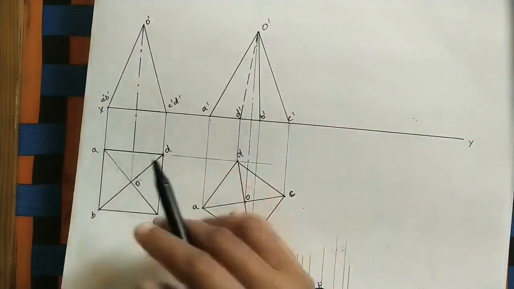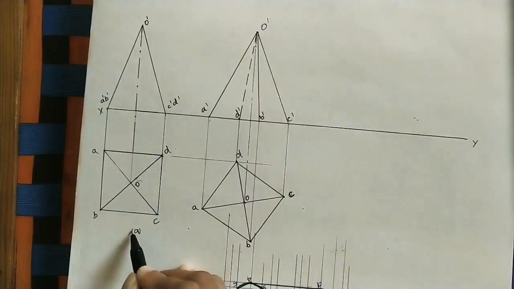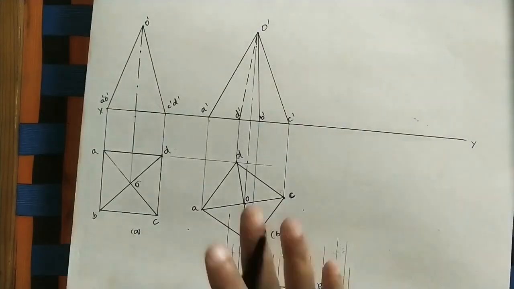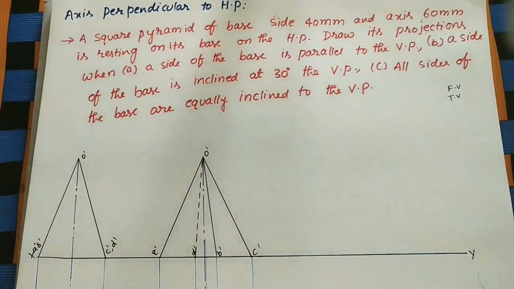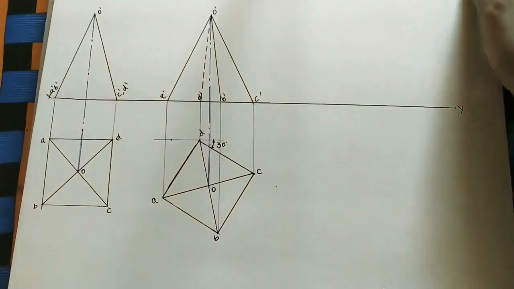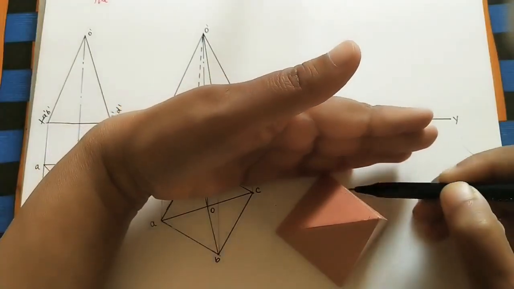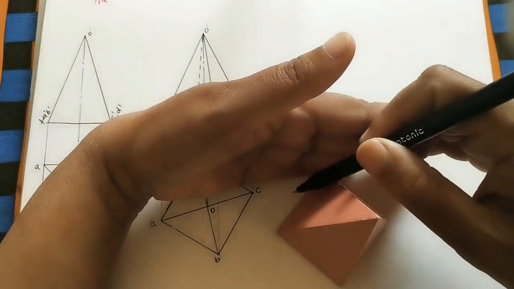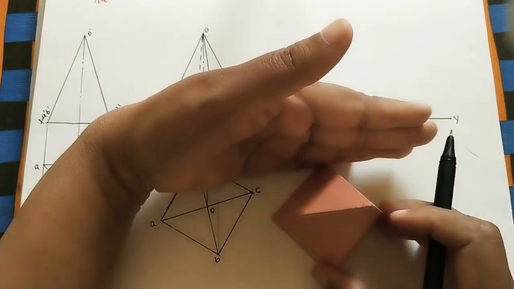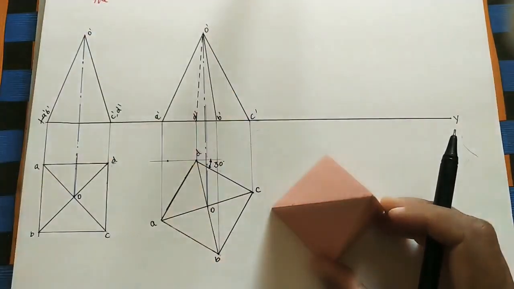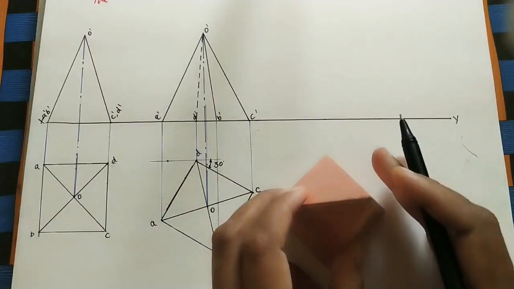So this is the A bit and this is the B bit. Now take the third bit. All sides of the base are equally inclined to VP. So here all sides are inclined means, as I told, this is a vertical plane. This side angle is equal to this side angle. At 45 degrees we can keep this position like this. Okay. So whenever equal inclined angle is given, you take the 45 degrees line.